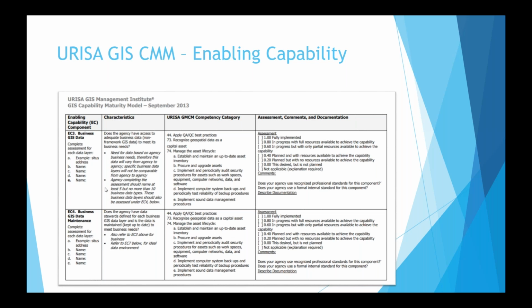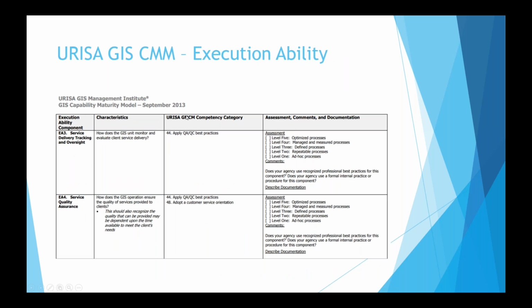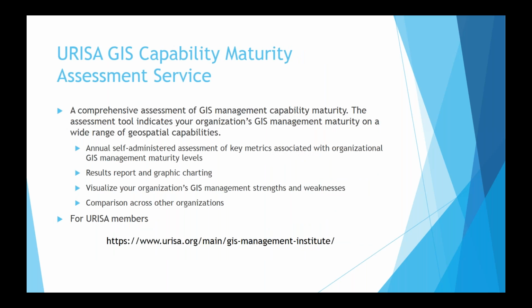There are also the execution ability component questions. This question, for example, is asking, how does the GIS unit monitor and evaluate client service delivery? And in this one, you try to rate yourself for either your level 1 or level 2, where level 2 being a repeatable process. And then again, level 5 is an optimized process. So this is just an example of what's in the ERISA GIS CMM.